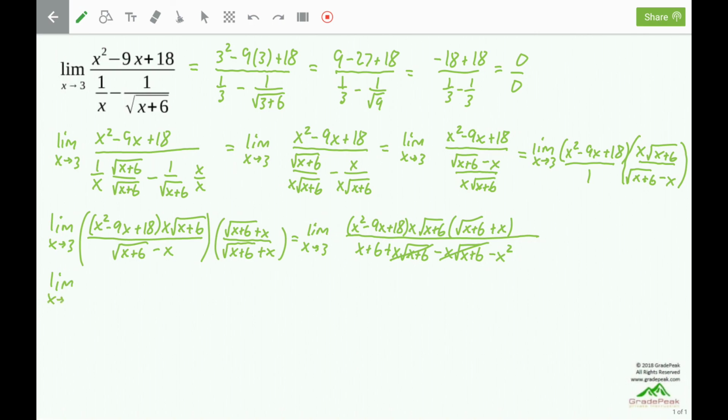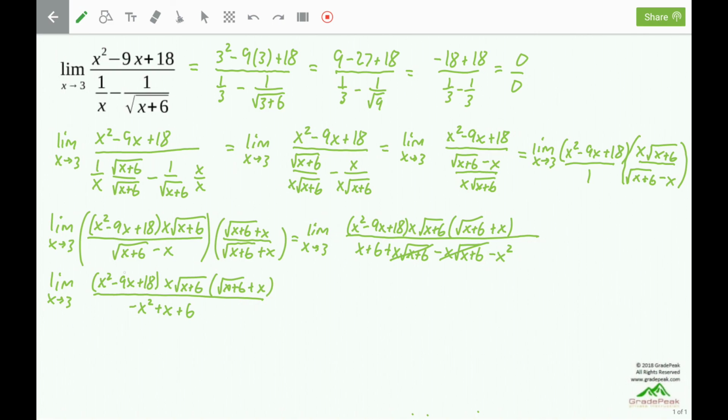We now have limit as x goes to 3 of x squared minus 9x plus 18 times an x times a square root of x plus 6 times a square root of x plus 6 plus x, all of this over a negative x squared plus x plus 6. We still have 0 over 0. A root conjugate method does not change the 0 over 0, but it turns it into a new form that can be reworked a different way.